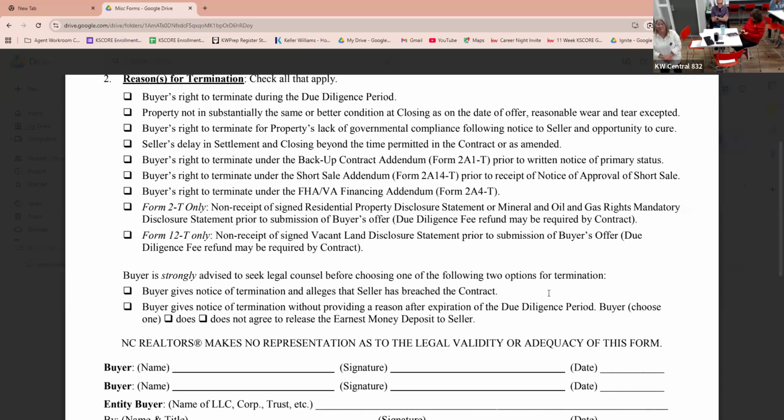If the property is not in substantially the same or better condition at closing as of the date of offer, reasonable wear and tear accepted. So if a tree falls through the property, the buyer doesn't have to buy. Lack of governmental compliance following notice to seller and opportunity to cure. Carrie, here's your permits right here.